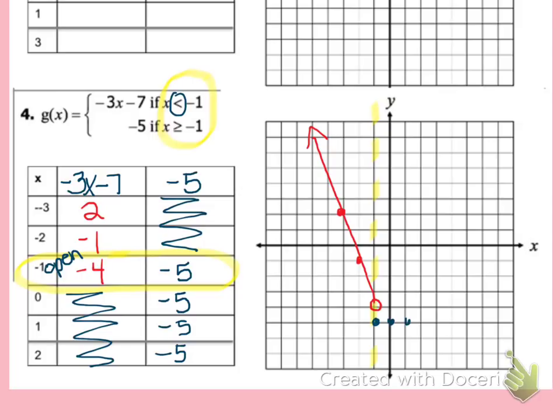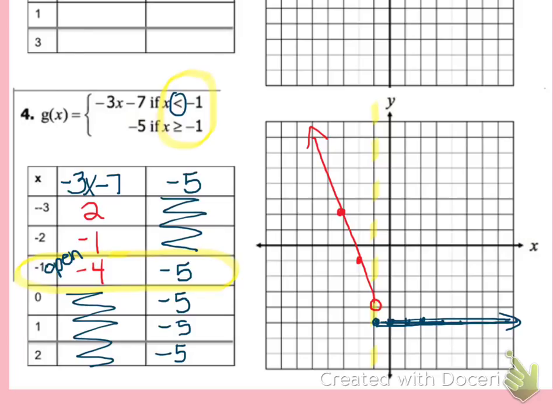0, -5, 1, -5, 2, -5, and so on. That's just going to be a horizontal segment that's going to go out to the right forever. So again, this graph is a function because it does pass the vertical line test.